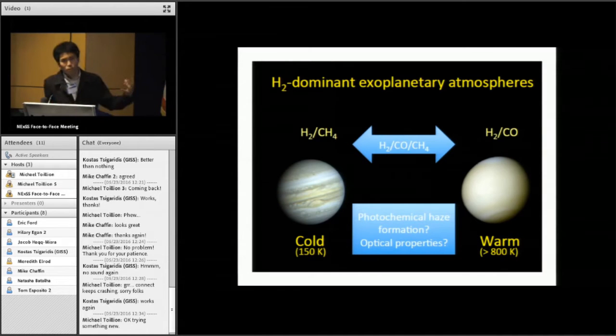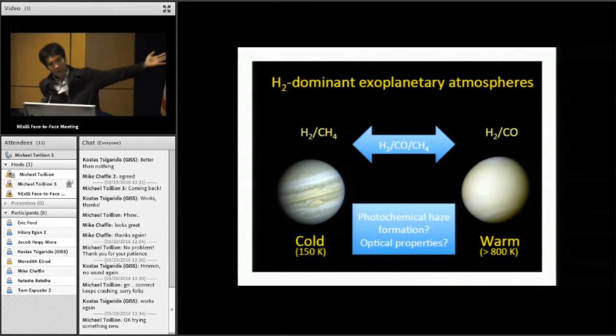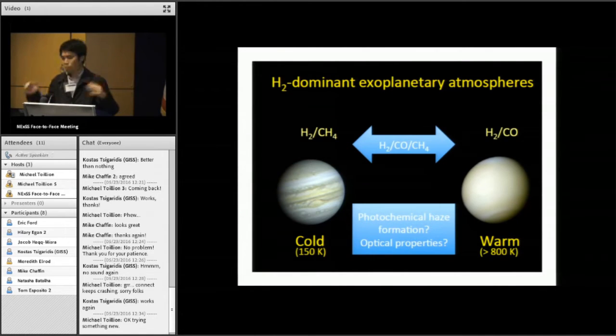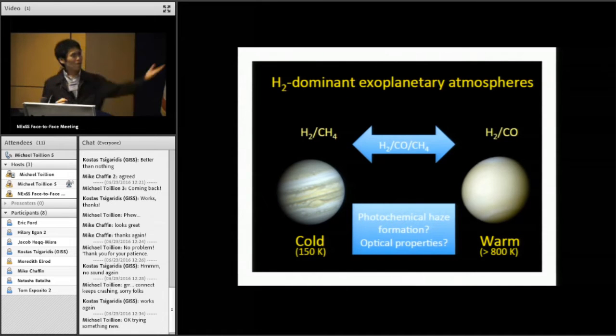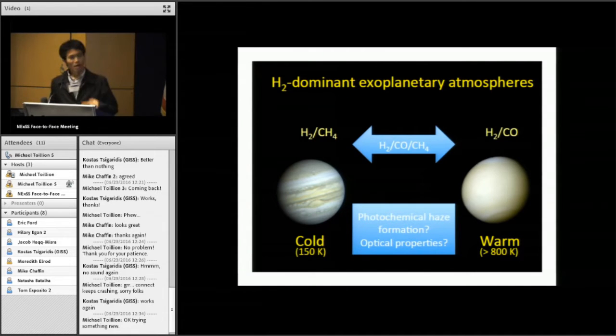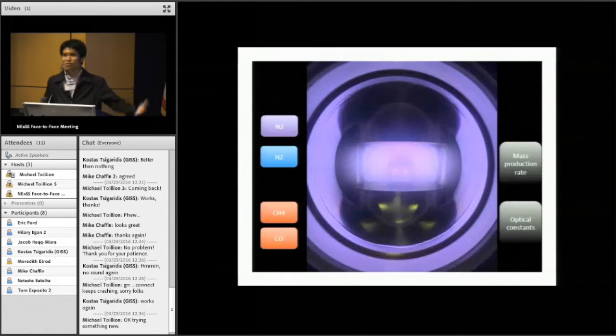So now we focus on hydrogen-dominant atmospheres, like we have a good example in the solar system called Jupiter, or I'm putting in a warm Neptune or hot Jupiter type. Then it goes from methane to carbon monoxide, and we probably have some between them. My first guess was, okay, if you want to make some carbonaceous haze, methane is much easier. So I was expecting that hydrogen and carbon monoxide was not going to make a dark material, but well, let's do the experiment.